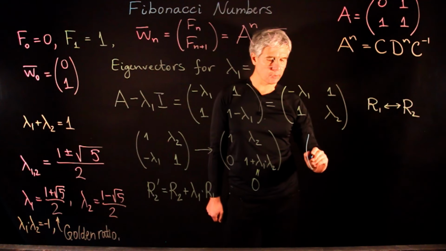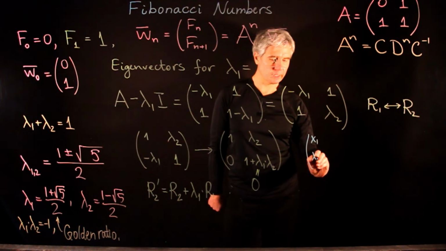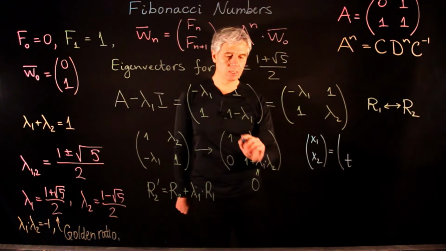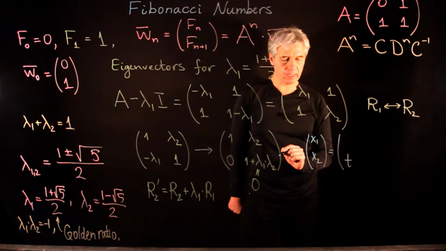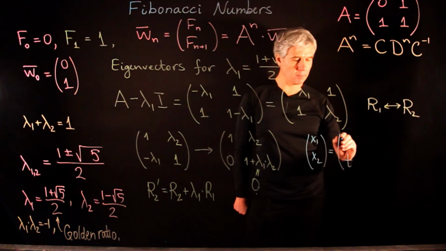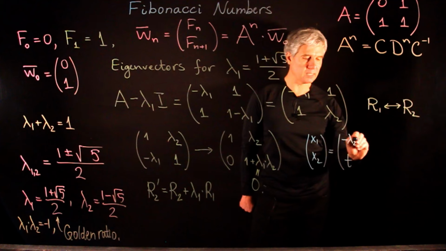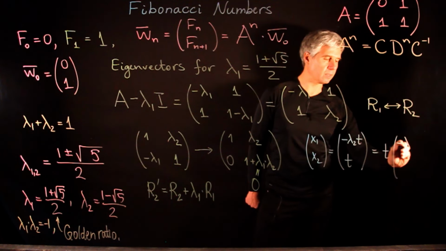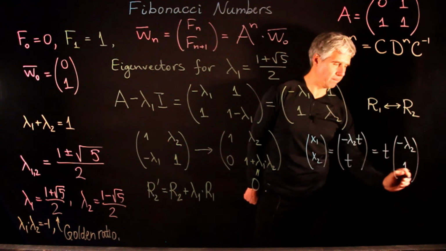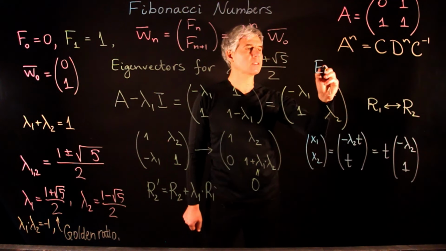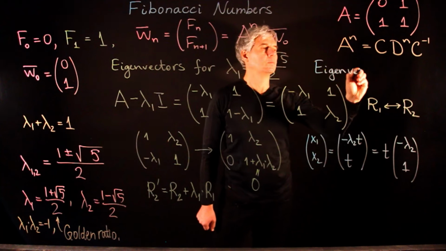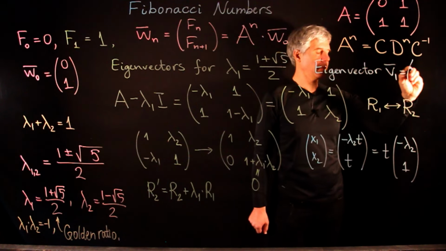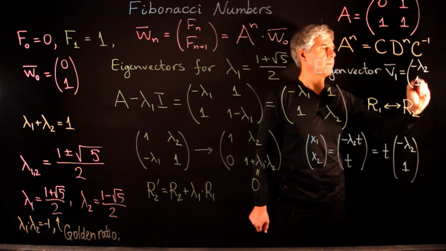Now we can write down the solution vector, x1, x2. We assign parameter t to the free variable x2, and then x1 is going to be minus lambda 2 times t. So this is t times the vector minus lambda 2, 1. And this gives us the eigenvector v1, which is negative lambda 2, 1.